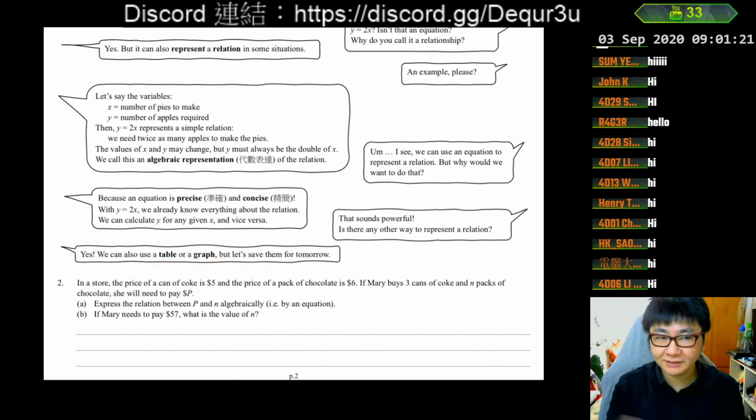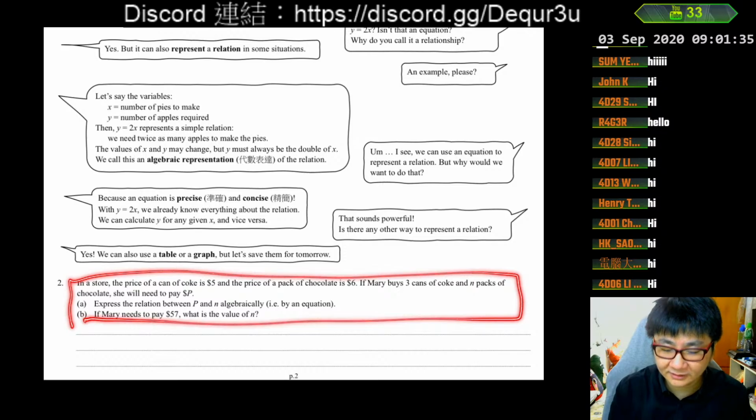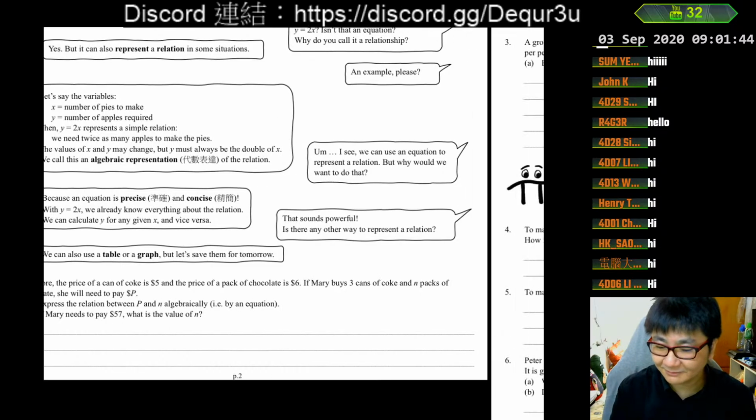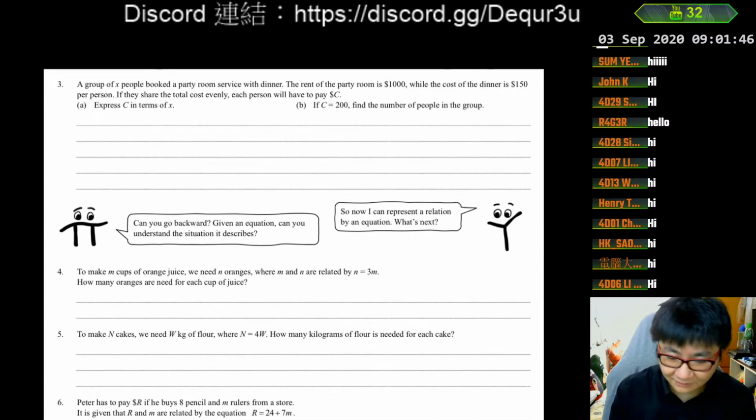Here it says save for tomorrow. No, we don't save it for tomorrow. We do it now, okay? We try to save time. There is more about using equations in the later parts, but I suppose this may not be very hot, so I will leave it to you. But maybe I just talk about one of it.